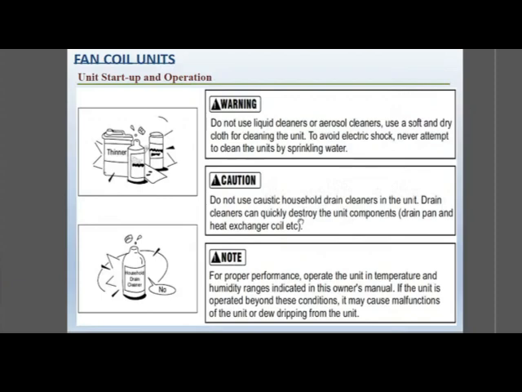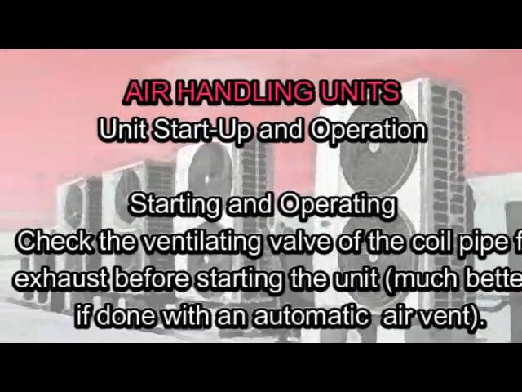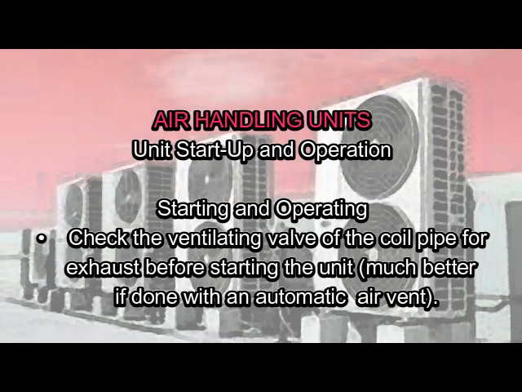For proper maintenance, operate the unit in temperature and humidity range indicated in the owner's manual. If the unit is operated beyond these conditions, it may cause malfunction or dripping from the unit. Air handling units. Unit startup and operation. Starting and operating. Check the ventilating valve of the coil pipe for exhaust before starting the unit, much better if done with automatic air vent.